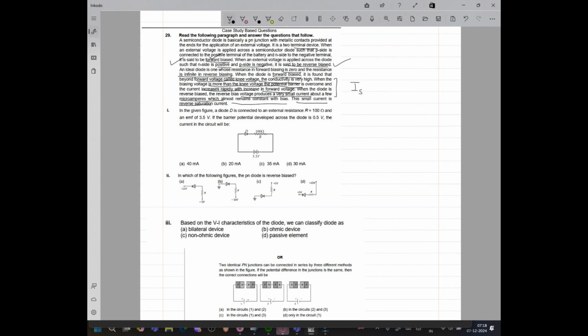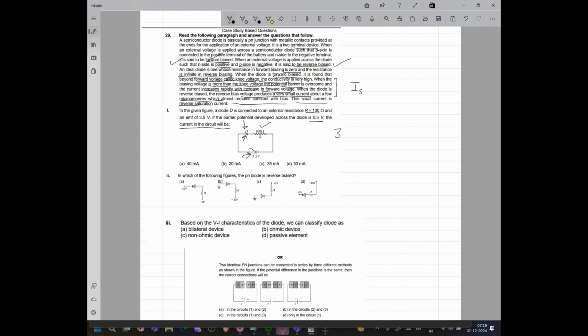Okay, so we have read about the forward bias and reverse bias of a diode and what happens in the two modes of operation. Let's attempt the questions now. In the given figure, a diode is connected to an external resistance of 100 ohms and an EMF of 3.5 volt. If the barrier potential developed across the diode is 0.5 volt, the current in the circuit will be how much? Okay, so the potential here, which is a barrier, is 0.5 volt, right? And what you're applying externally is this. You can see the positive terminal is connected to the P side, so the diode is forward biased, right?